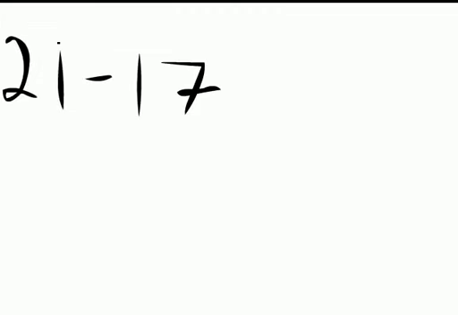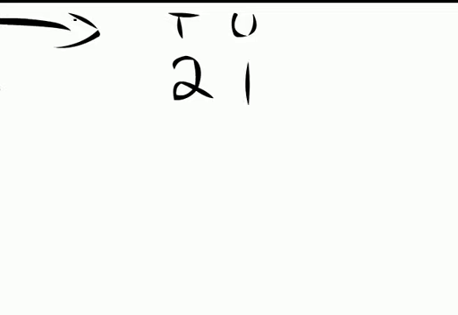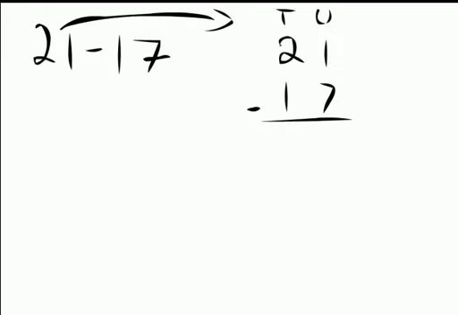Borrowing numbers in subtractions is a common practice, but it will only apply in certain questions. Let's take this question for an example. 21 minus 17. Remember, the first number is placed on top. Now let's subtract under the unit. 1 minus 7. But wait, it is not possible to take away 1 from 7.